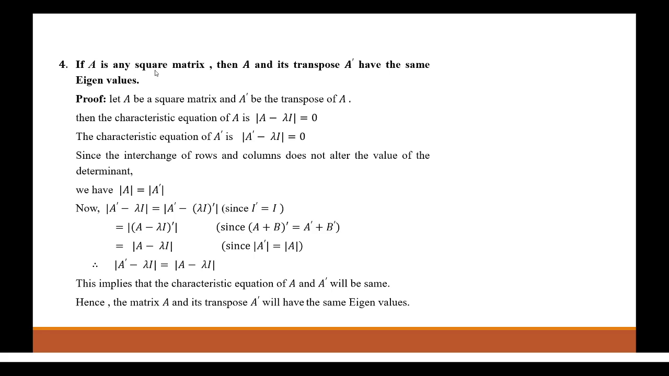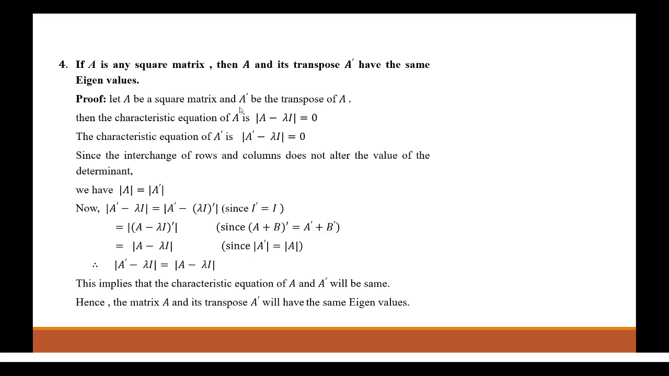If A is any square matrix, then A and its transpose A dash have the same eigenvalues. Here, first let us take A as a square matrix and A dash as the transpose of the given square matrix. The characteristic equation of A is determinant of A minus lambda I is equal to 0. The characteristic equation of A dash is determinant of A dash minus lambda I is equal to 0.